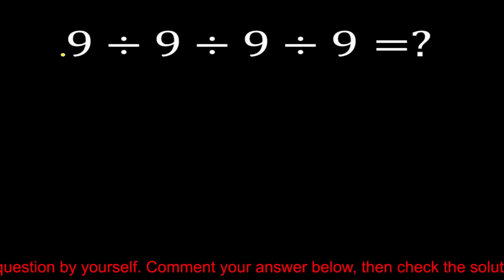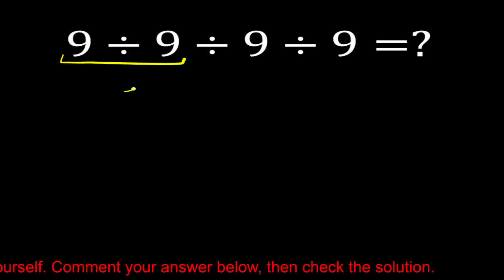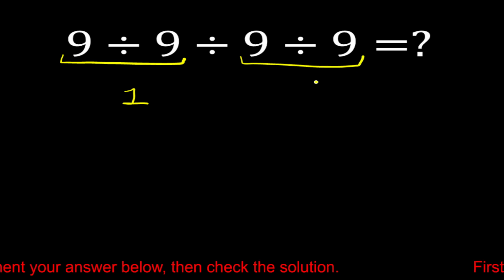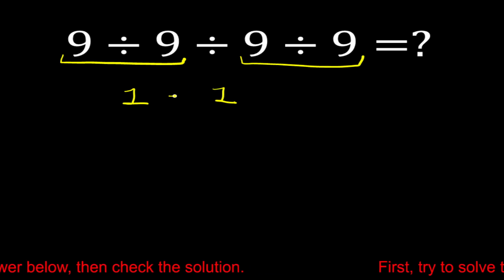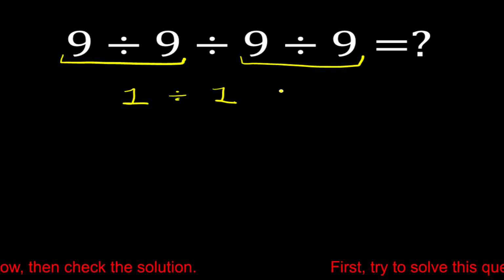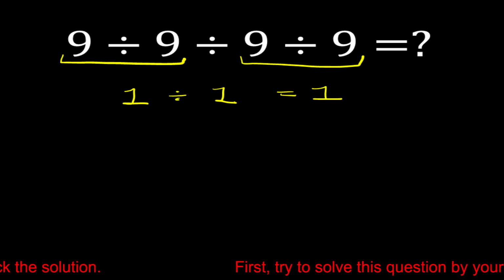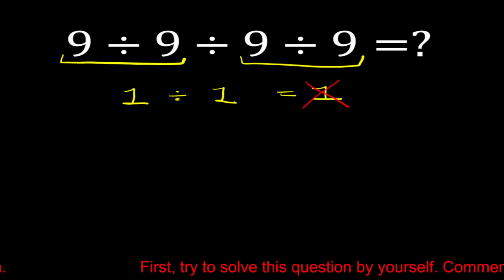So 9 divided by 9 is equal to 1. Again, 9 divided by 9 is equal to 1. Now 1 divided by 1 is also equal to 1. But this answer is not correct.